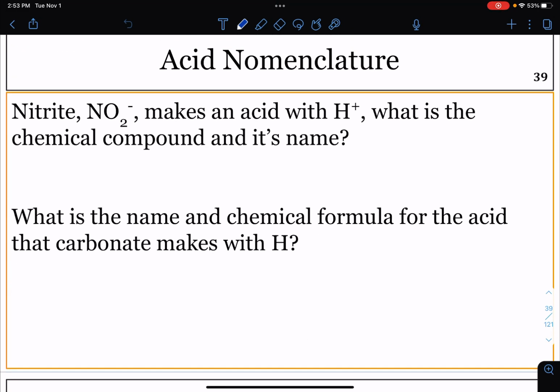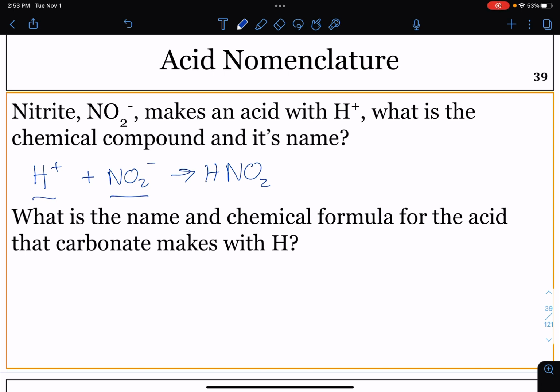Here's another example. Nitrite, NO2-, makes an acid with hydrogen ion. What is the chemical compound and its name? So we have H+ and NO2-. So here's the chemical compound, HNO2. Hydrogen has a 1+ charge, and nitrite has a 1- charge. Therefore, we just need one of each to make a neutral compound.